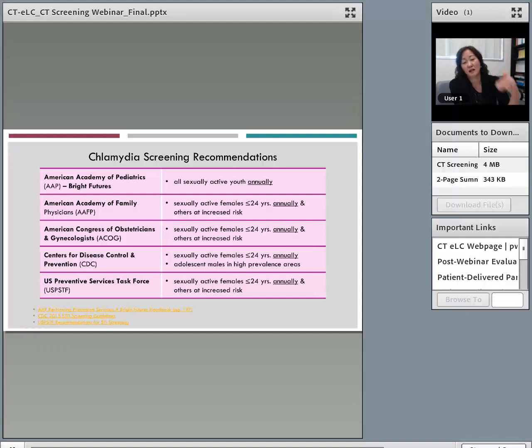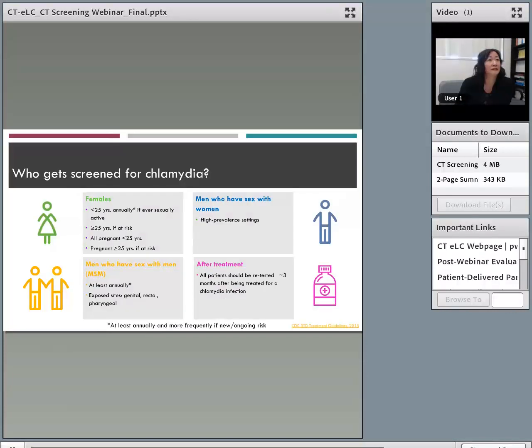And most of these guideline documents then highlight who is at increased risk, and we'll talk about that as well. Now, AAP, the Bright Futures recommendations from the American Academy of Pediatrics, is a little bit different because it doesn't really give an age limit. It just says any sexually active youth should be screened at least annually. But it's nice that most people agree that folks should be screened at least annually.